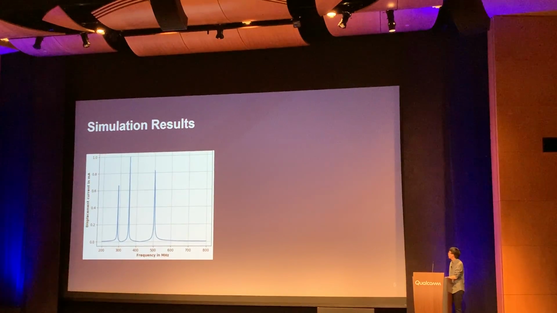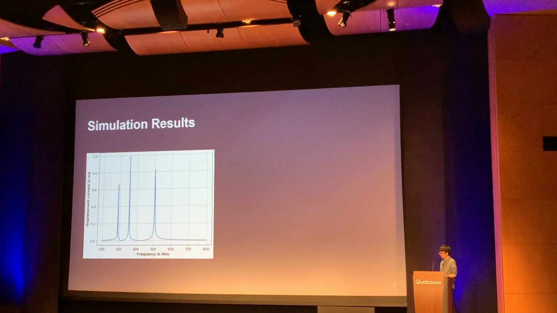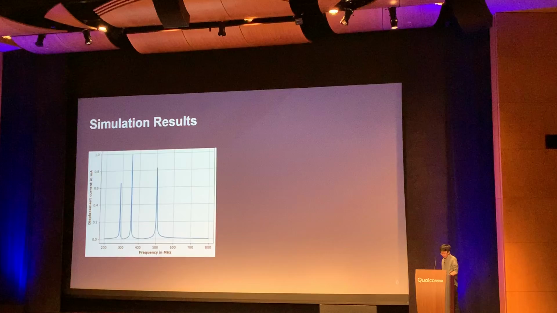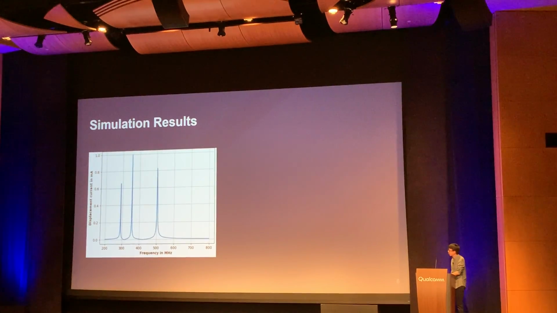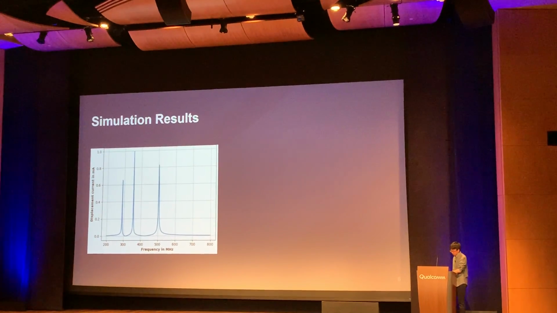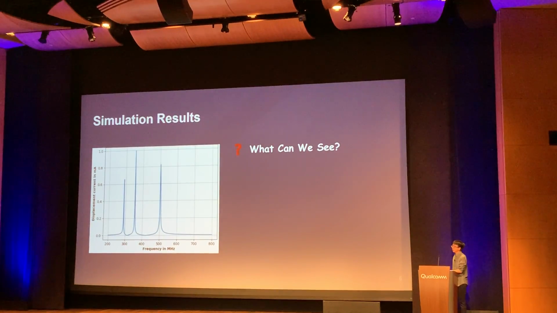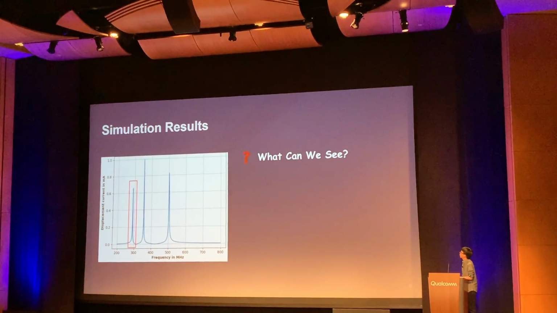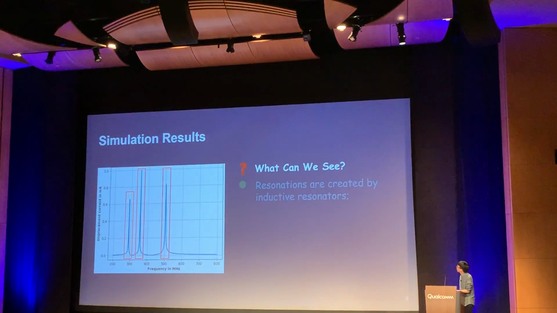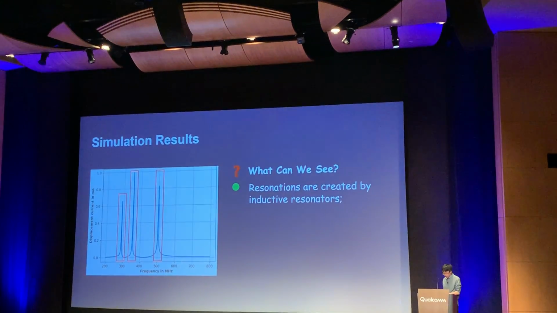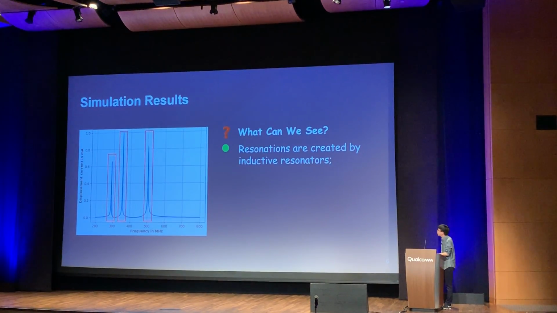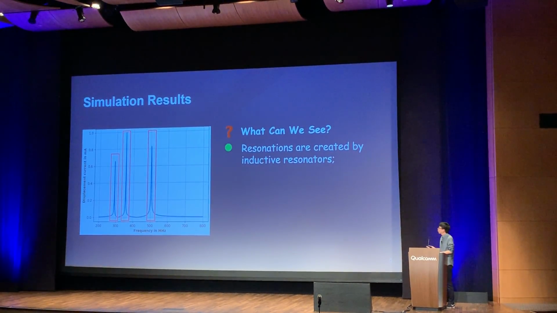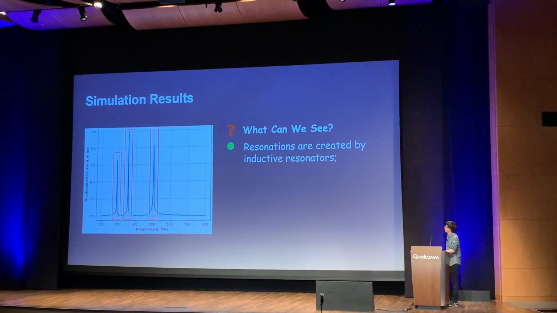By running the AC frequency sweeping simulation using SPICE, the x-axis shows the test frequency and the y-axis shows the current that is measured at the source side. So the first question I want to ask is what we can see here. Well, it's very simple. Basically, just 3 peaks are shown in this simulation result. This is the resonance effect artificially created by the 3 emulated resonators.